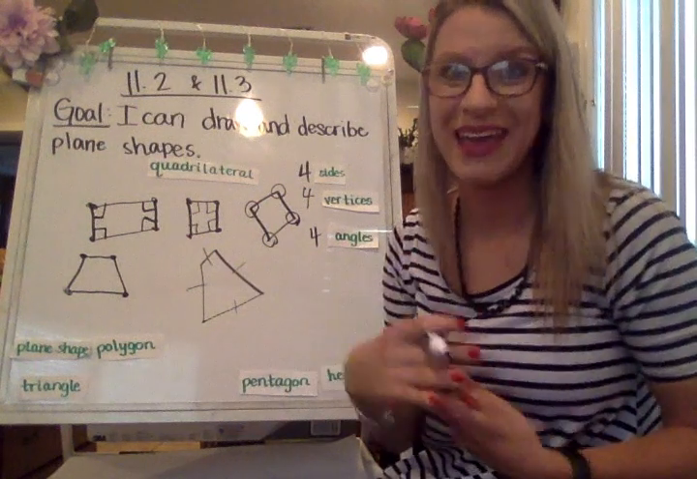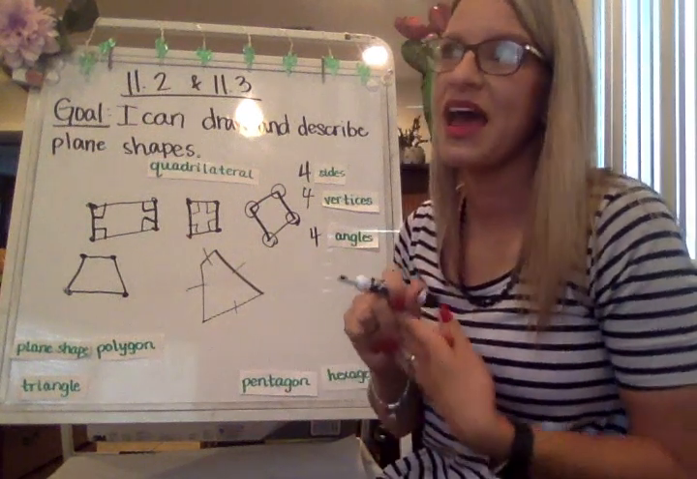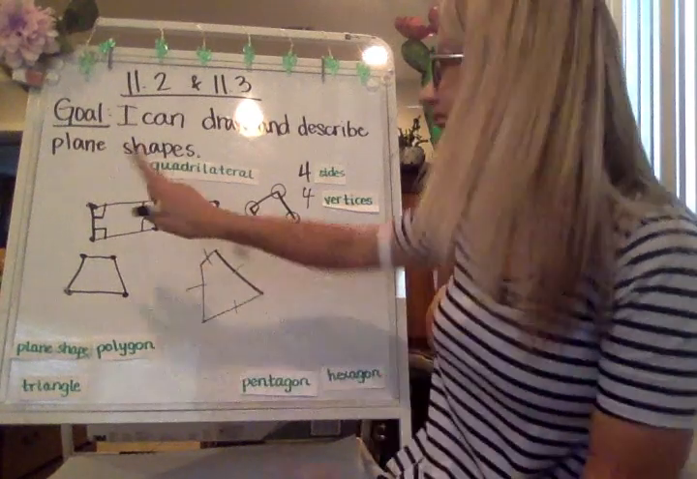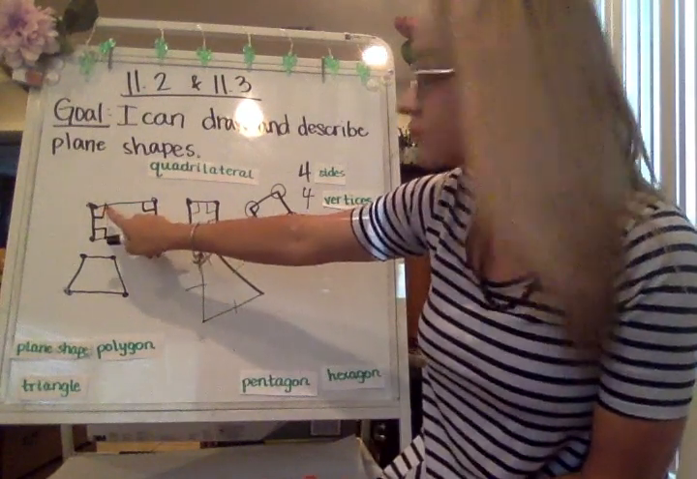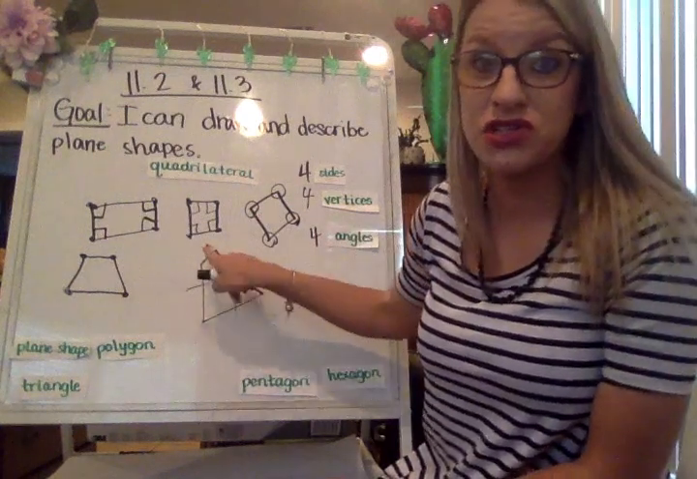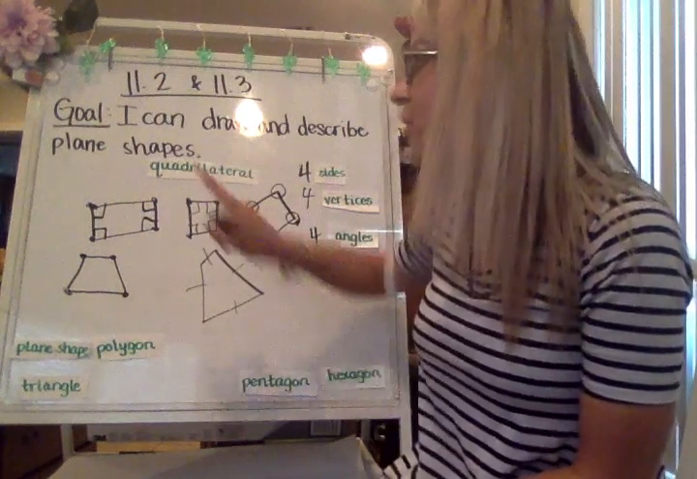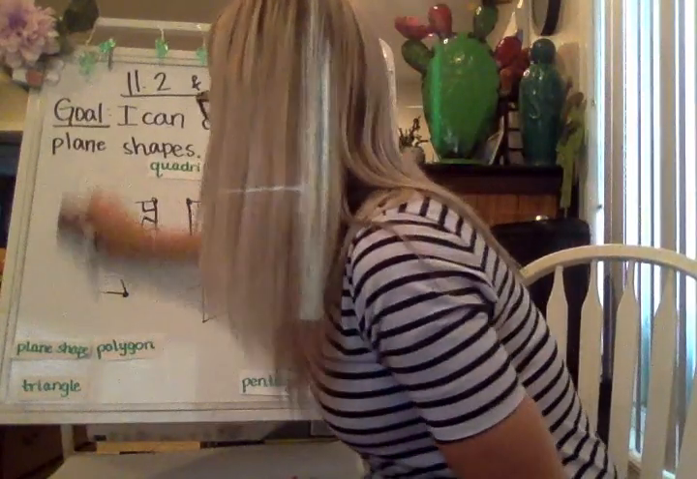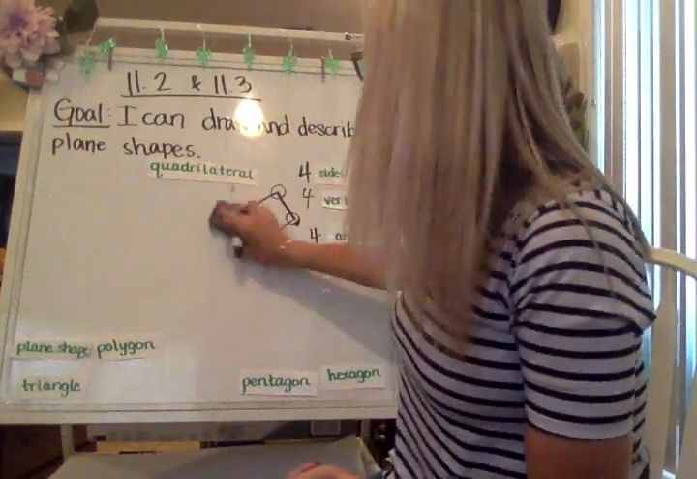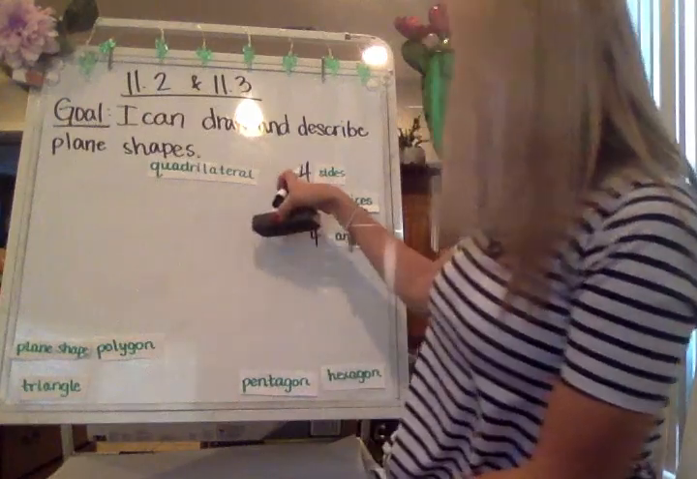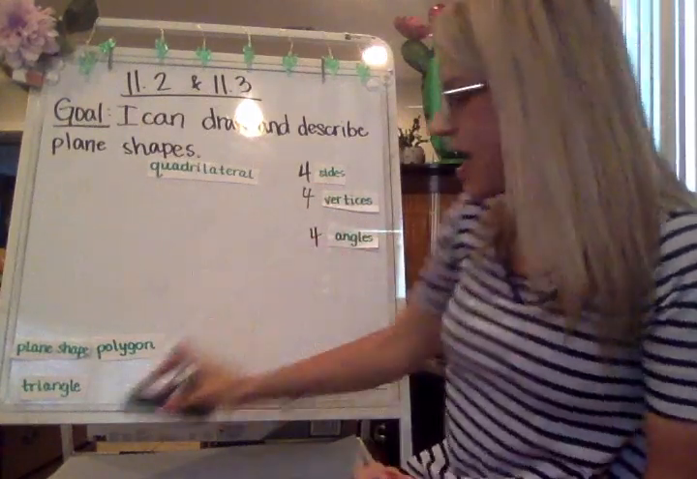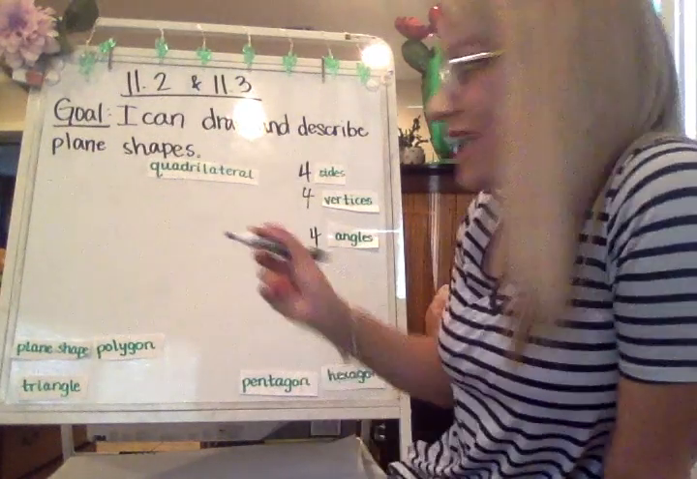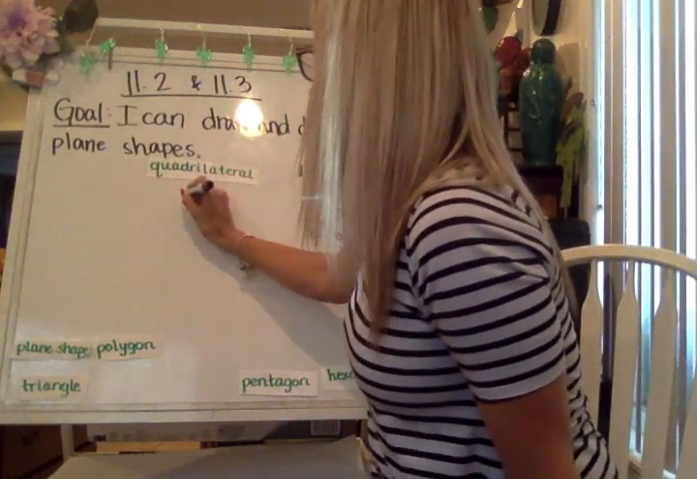If I was told, hey, draw a shape that has 4 sides and 4 right angles, I could choose to draw a rectangle, or I could choose to draw a square. But remember, the fancy name I'm going to call that is a quadrilateral. If I was told you must draw a shape that has 4 sides, 4 vertices, and 4 angles, but all of the sides have to be the same length, that would mean that I should draw a square.